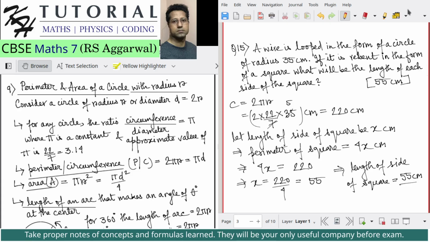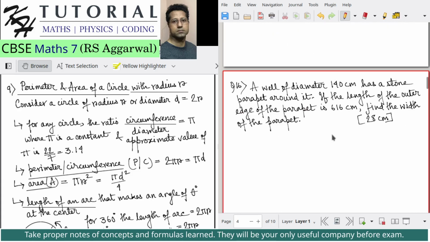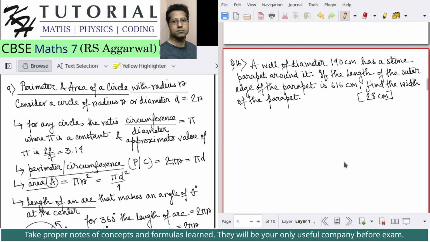Okay, let's do the next problem. Question number 16. A well of diameter 140 centimeter has a stone parapet around it. I have no idea what is meant by a stone parapet. I think a kind of road or path. If the length of the outer edge of the parapet is 616 centimeter, find the width of the parapet. So there is a kind of circular path which is termed in this problem as a parapet.